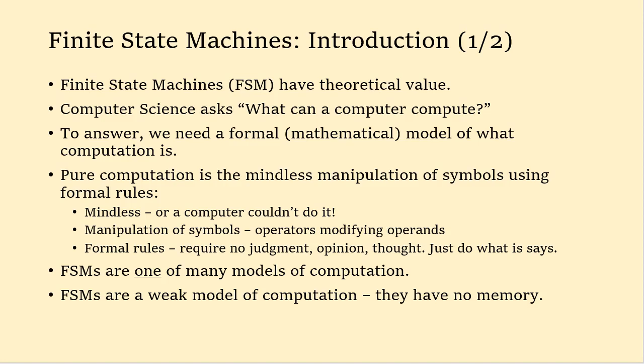A finite state machine is one of the many models of computation, and we introduce it here because it's actually a very weak model. It can't do as much as other models of computation. You probably have heard the term Turing machine. What is a Turing machine? It's a mathematical model of a computation, specifically a mathematical model of how a computer would do computation. Turing machines have memory. Finite state machines don't. So a finite state machine can't do all computation. Turing machine can. They're very weak. So this is the theoretical value. What can a computer compute kind of discussion.